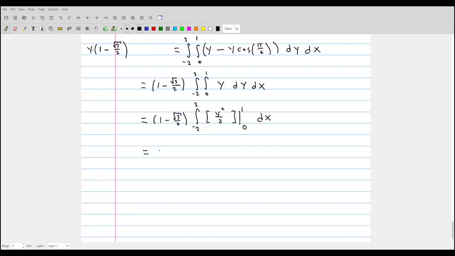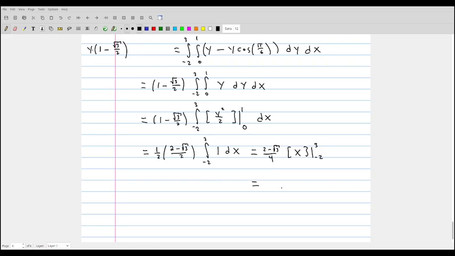We can factor that out. This will become then 1/2 times 1 minus the square root of 3 over 2, which is the same thing as 2 minus the square root of 3 over 2, times the integral from -2 to 3 of 1, which is 2 minus the square root of 3 over 4. The antiderivative of 1 is just x, from 3 to -2.